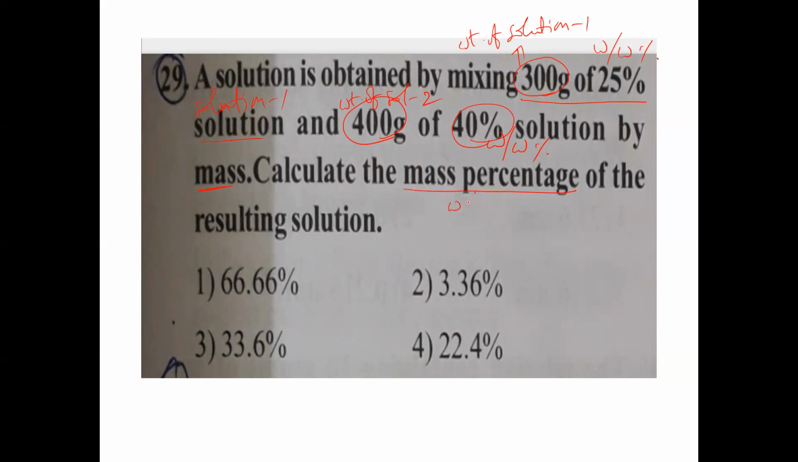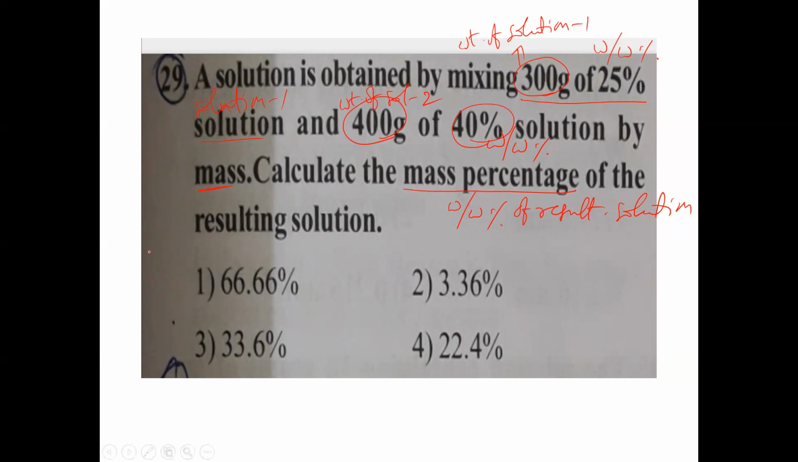Again, we have to get the W/W percent of the resultant solution. Resultant solution means what? What and what are mixed here? Total weight will be what? We mixed 300 grams of 25% solution and 40% of 400 gram solution here.